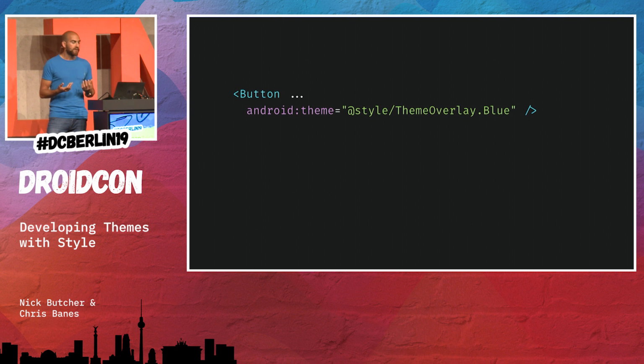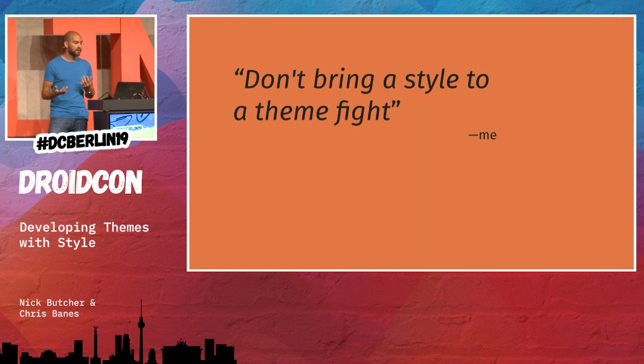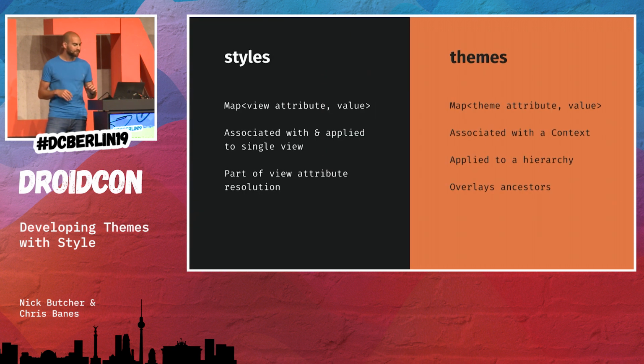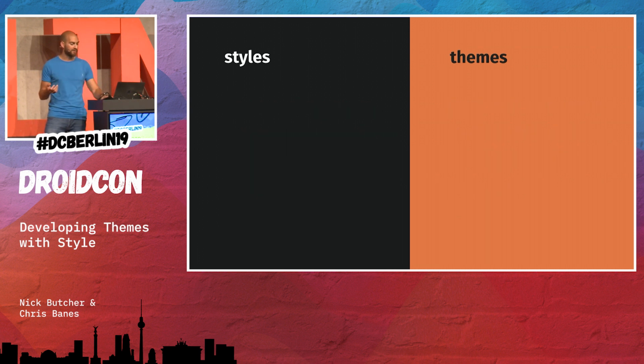What you should be doing is setting a theme overlay, which then itself changes the color primary. So essentially, I like to say, don't bring a style to a theme fight. You can't use a style to set a theme attribute and vice versa. So just know the difference between them so that you can spot when you're trying to use them wrong.